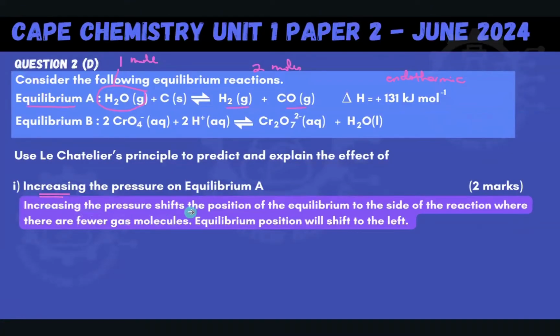Okay, so that's what we would say here, right? Increasing the pressure shifts the position of the equilibrium to the side of the reaction where there are fewer gas molecules. That's the left. So equilibrium position will shift to the left. All right, so let's go ahead now.